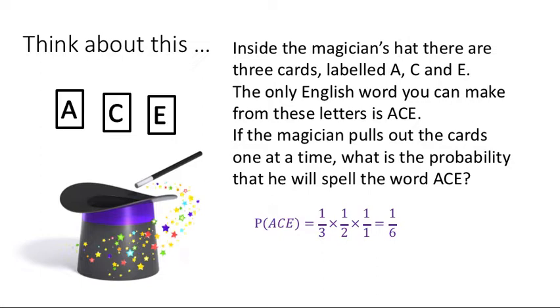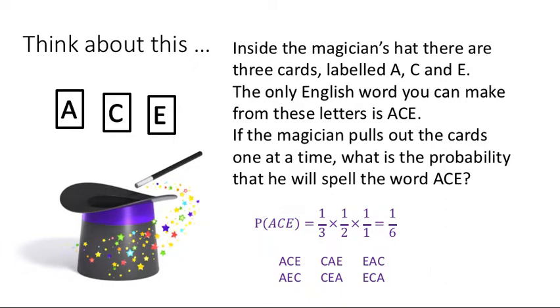The other way you could do this problem is just imagine what are the total number of possibilities I have when picking out these three cards. Here's my sample space. There's 2 that start with A, 2 that start with C, 2 that start with E. So what's the probability of spelling ace? Well, there's one word that says ace out of 6 words.